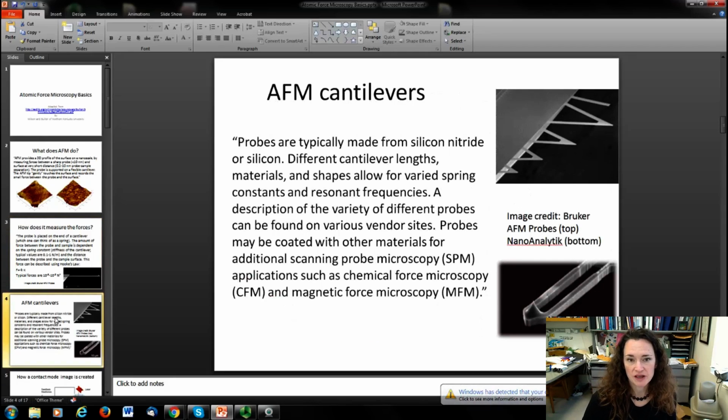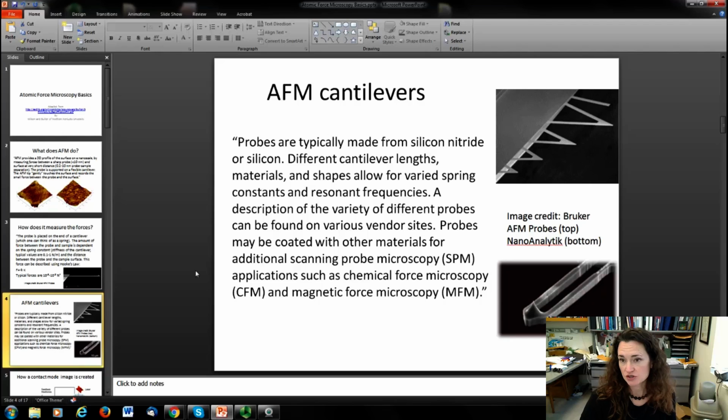So the probes and the cantilevers are typically made from silicon nitride or silicon, and they follow some of the same techniques that are used in lithography for making chips and integrated circuits. Different cantilever lengths, materials, and shapes allow for varied spring constants and resonant frequencies. And a description of the variety of different probes can be found on various vendor sites.